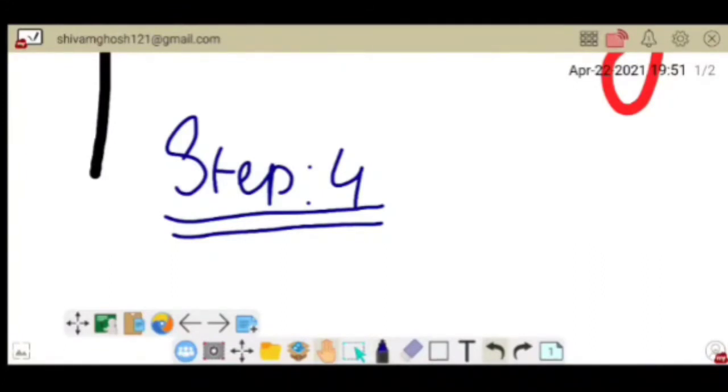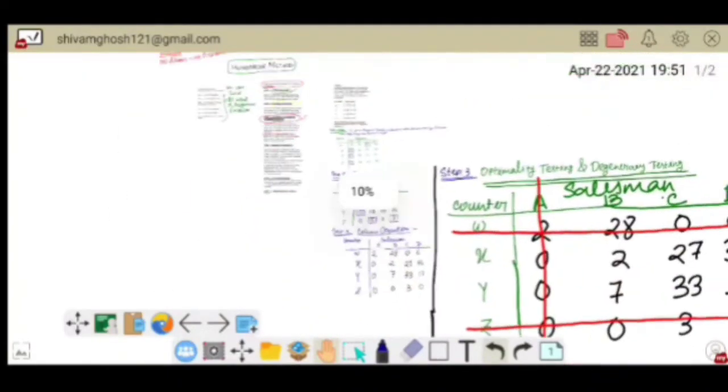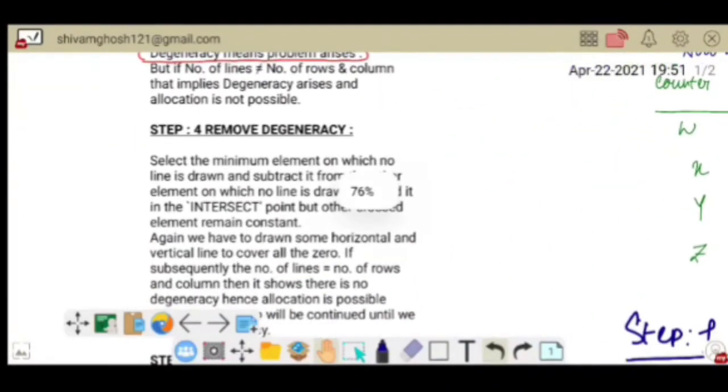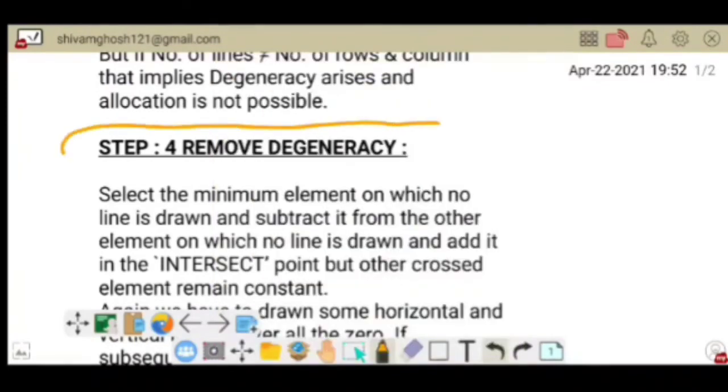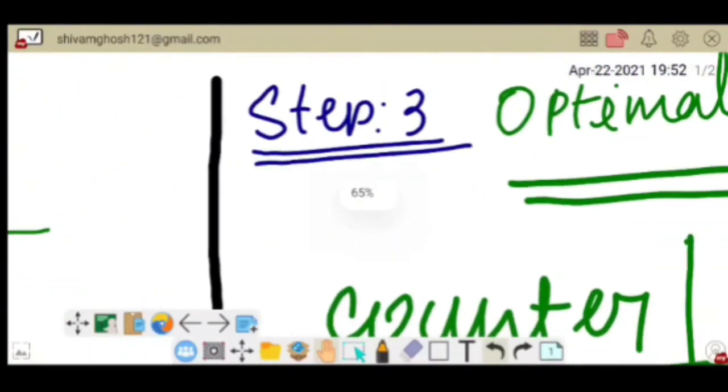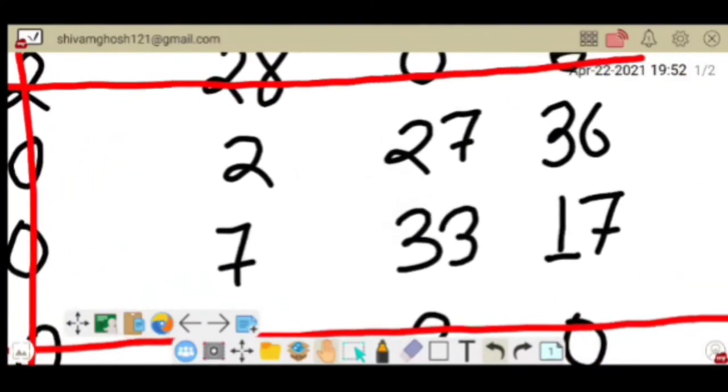So at first we will read step number 4. It says: remove degeneracy. Select the minimum element on which no line is drawn and subtract it from the other elements on which no line is drawn. Repeat it again: select the minimum element on which no line is drawn. So what are the elements where no line is drawn? That is 2, 27, 36, 7, 33 and 17.